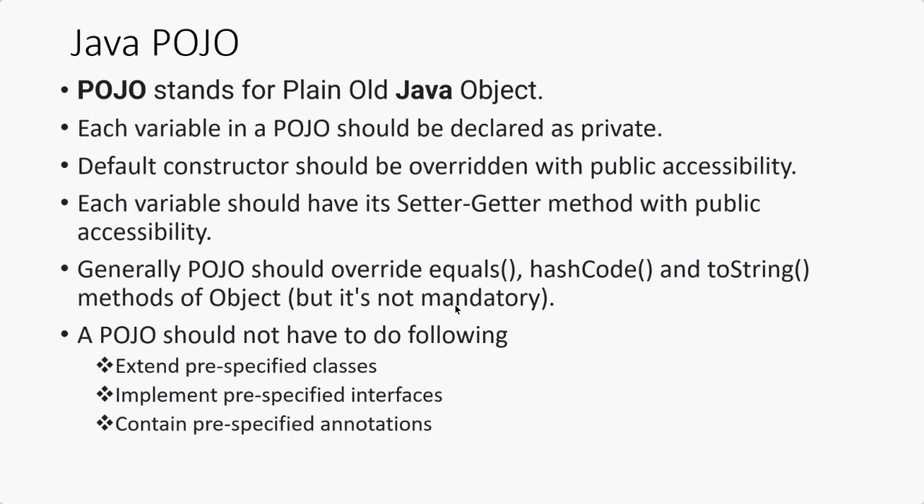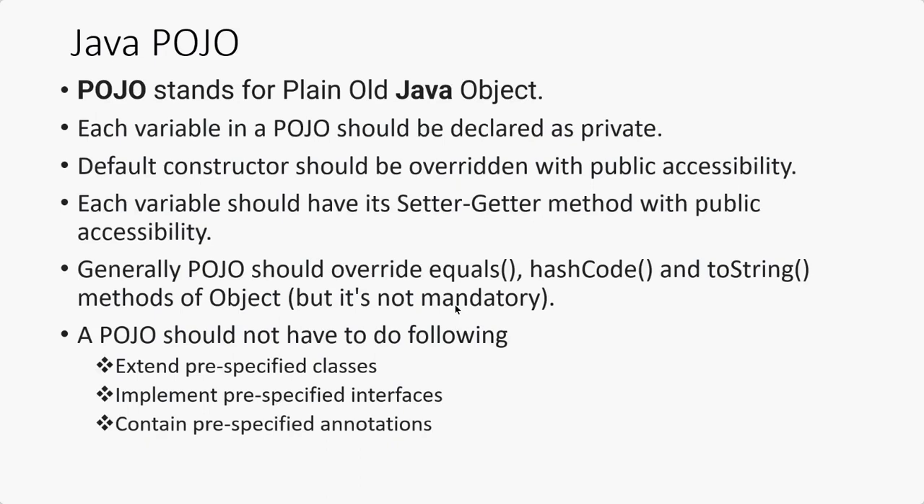A POJO should not do the following: extend pre-specified classes. It should be a simple object. It should not extend any other classes. It should not implement any pre-specified interfaces. It should not contain any pre-specified annotations. So these are the things a POJO should not do: should not extend, should not implement. It should not extend pre-defined classes, should not implement pre-specified interfaces, and should not contain pre-specified annotations.